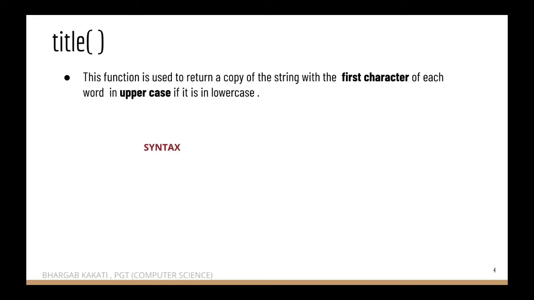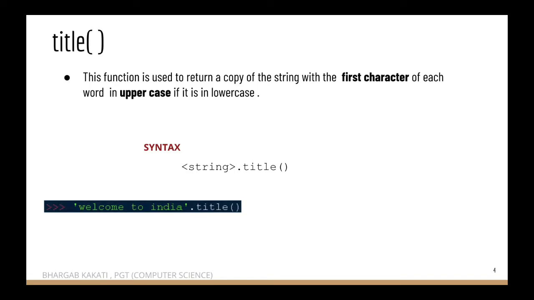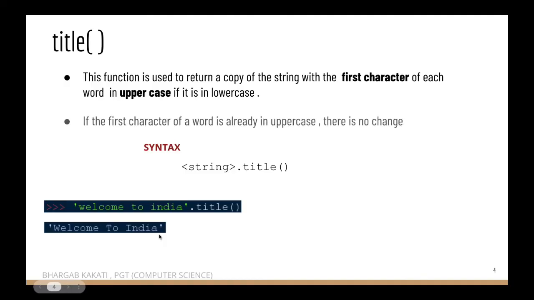Alright, so it goes as follows: string dot title. This is the syntax. So if I write welcome to India dot title, how will it fetch me the result? It will fetch the result by capitalizing the first character of each word. For example, in this string, W has been capitalized, T has been capitalized, and I has been capitalized, because the first character of each word will be capitalized here.